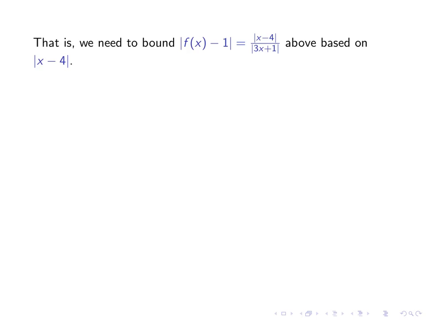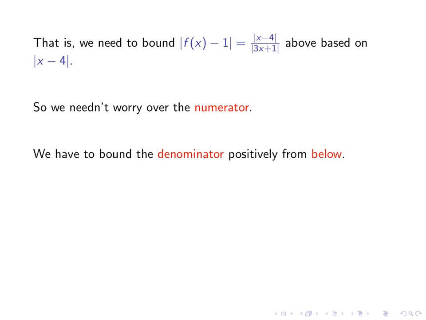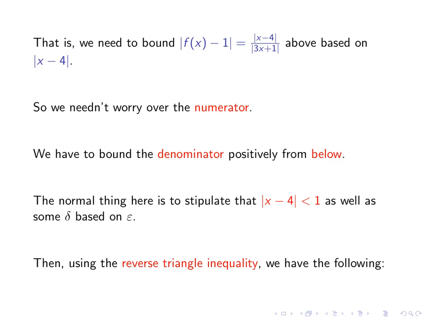Now note that the numerator is the thing that we're bounding on the basis of. That is, we needn't worry about the numerator. All we need to worry about is the denominator, and we just need to bound it positively from below, because then that bounds 1 over it positively from above. Now the normal thing here is you stipulate an absolute upper bound on the thing you're allowed to pick an upper bound on, in addition to based on the epsilon.